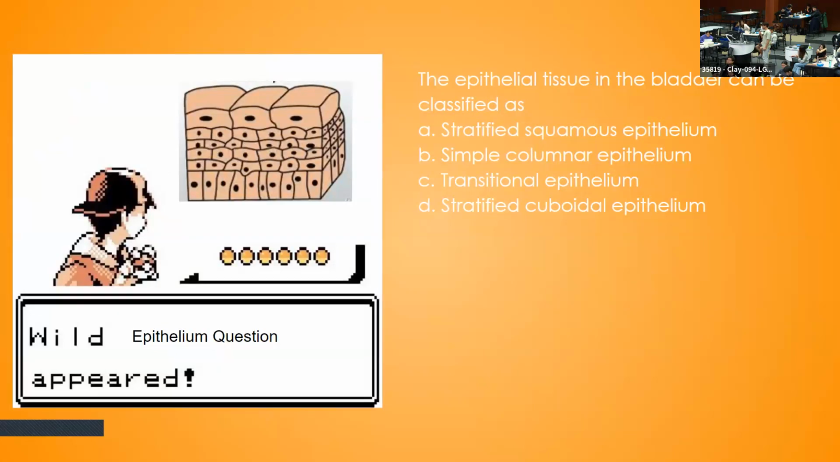So we'll do some questions here. The epithelial tissue in the bladder can be classified as what? Don't make me throw up the gang signs. Okay, it is transitional epithelium. So I did say some C's.